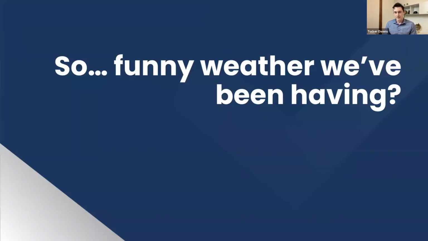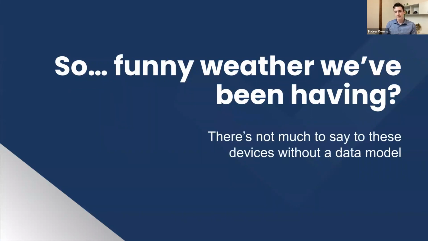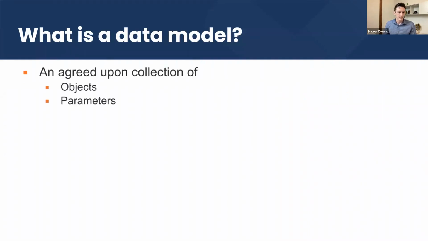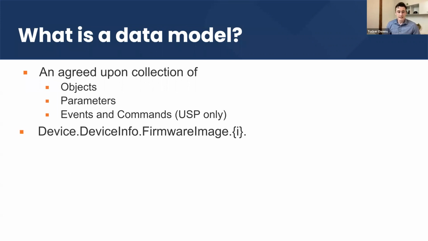So you might think, okay, well, that's great, but it doesn't really make sense to talk to these devices unless there is something to say. And for that, you need a data model. So what is a data model? It's an agreed upon collection of objects, parameters, and in the case of USP, events and commands. So for example, you might have an object table that's full of firmware images, which in the TR-181 data model, that's Device.DeviceInfo.FirmwareImage. And then each object in that table might have a name, a version, and a status.